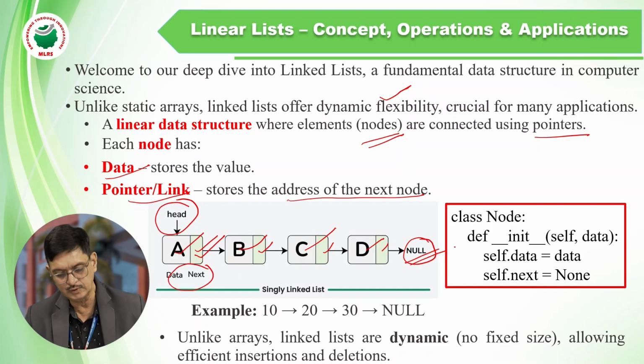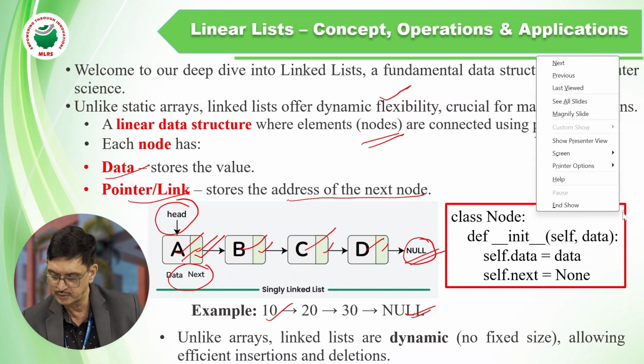Similarly, it can maintain not only alphabets but any data. It can be an alphabet, it can be a numerical value. Numerical values also can be maintained, like 10 initially, then 20, then 30. Finally, we are maintaining the null value.